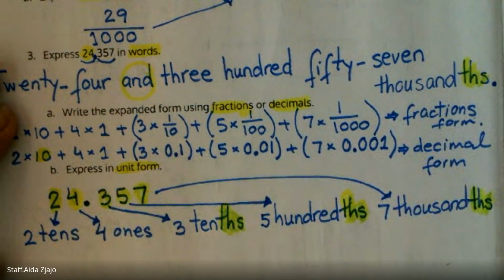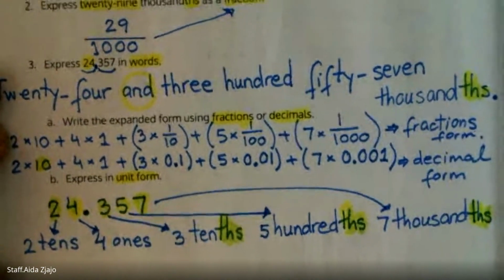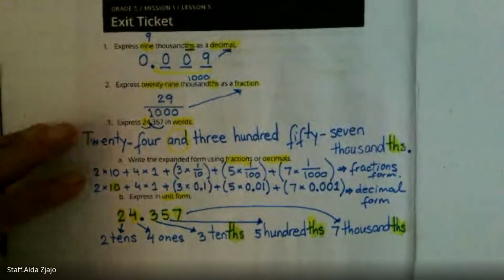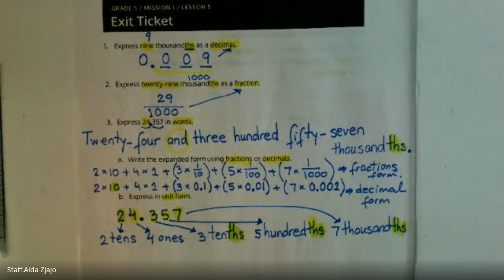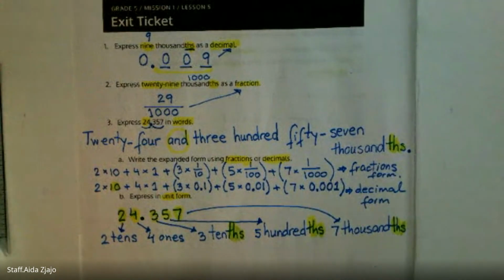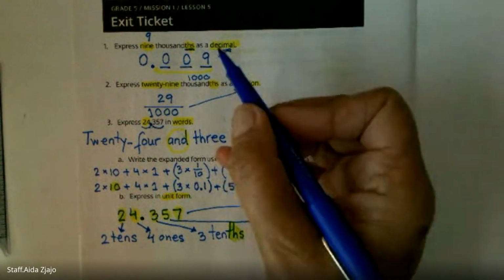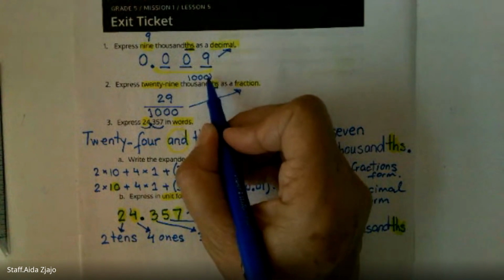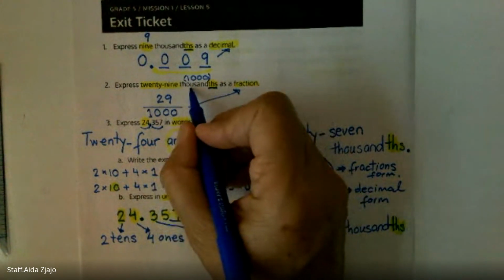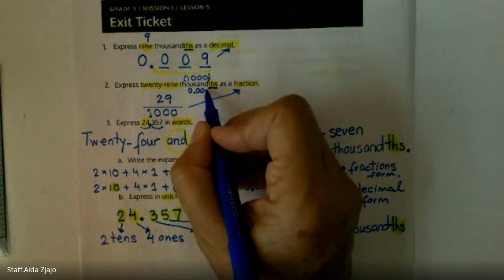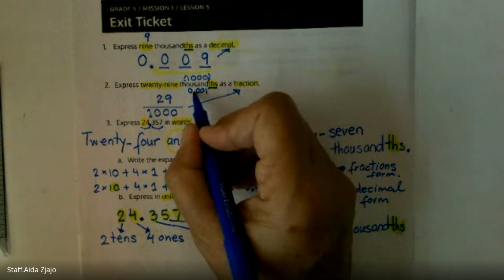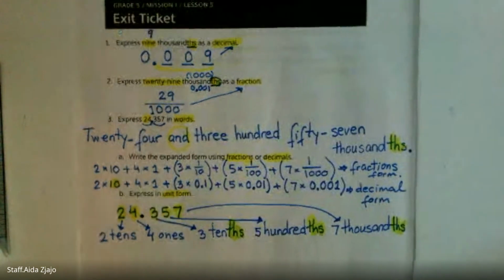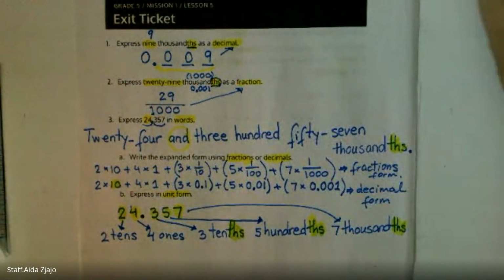Okay, guys, that was Exit Ticket Grade 5, Mission 1, Lesson 5, and it looked like this. All right. Thousandths, and thousand is this. I'm sorry, but if it's thousand, it's 0.0001. So that represents this with thousands. Okay.